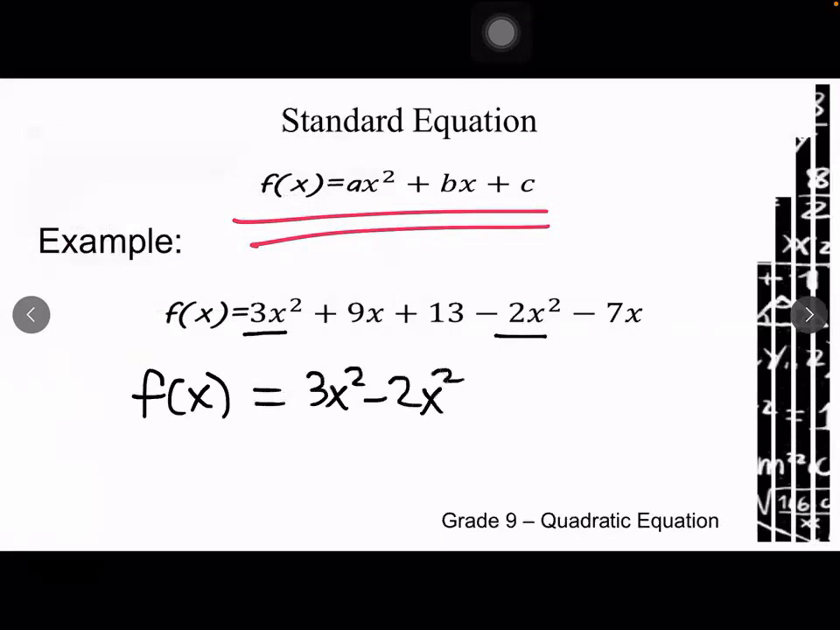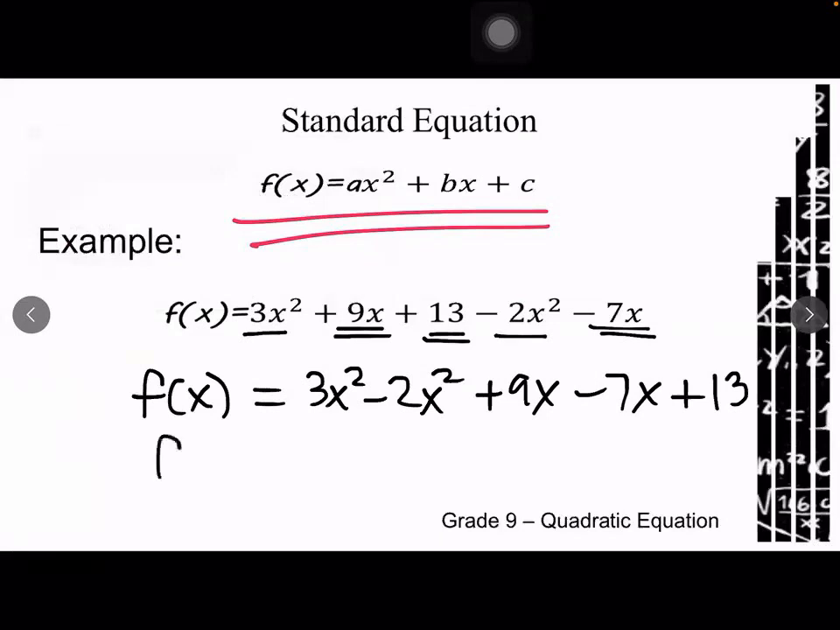Followed by, sino pa yung pwede natin pagsamahin? We have 9x and negative 7x. So plus 9x minus 7x. Lastly, sino na lang po natira? 13. Therefore, we have plus 13.